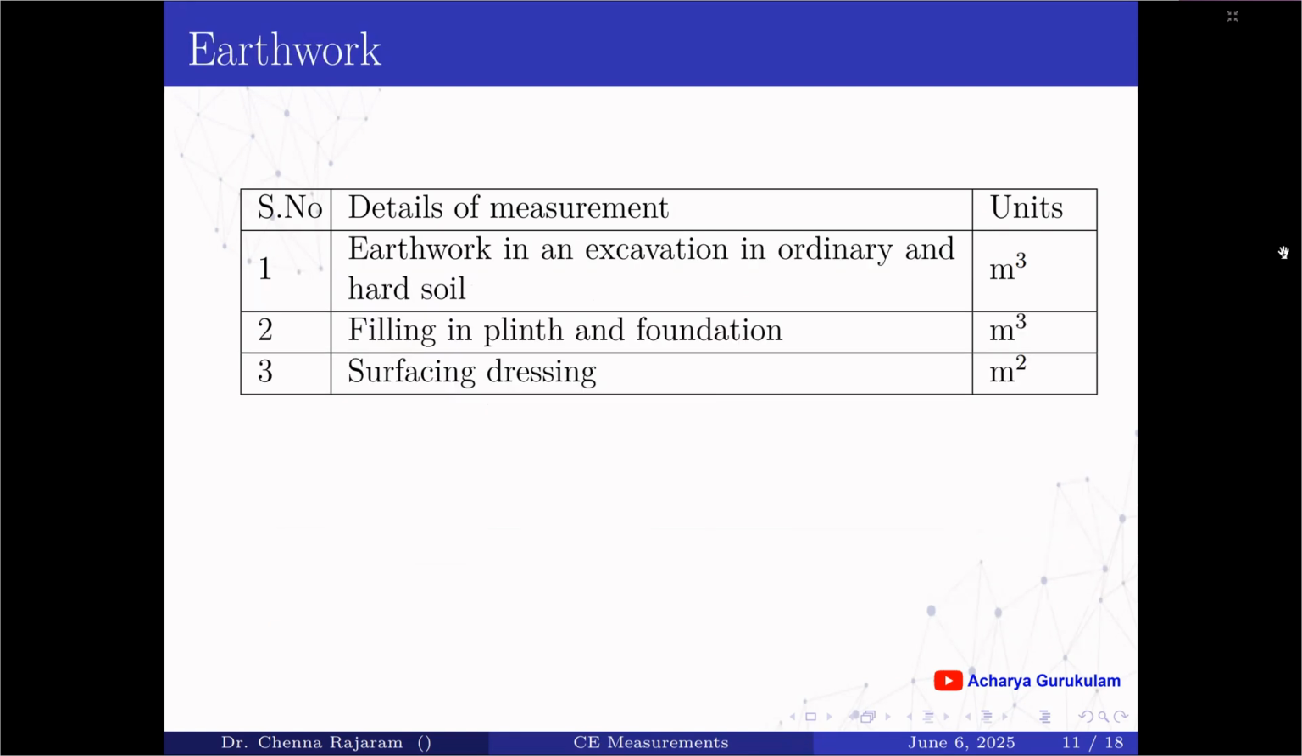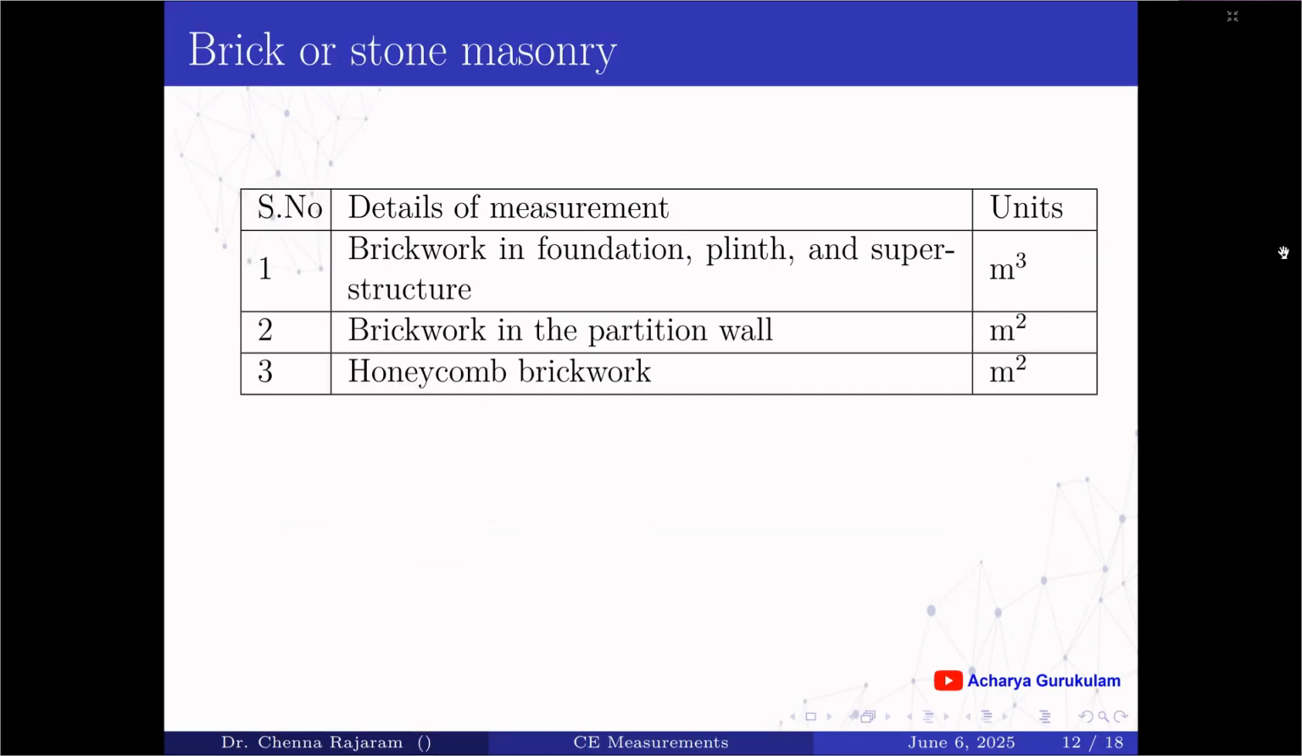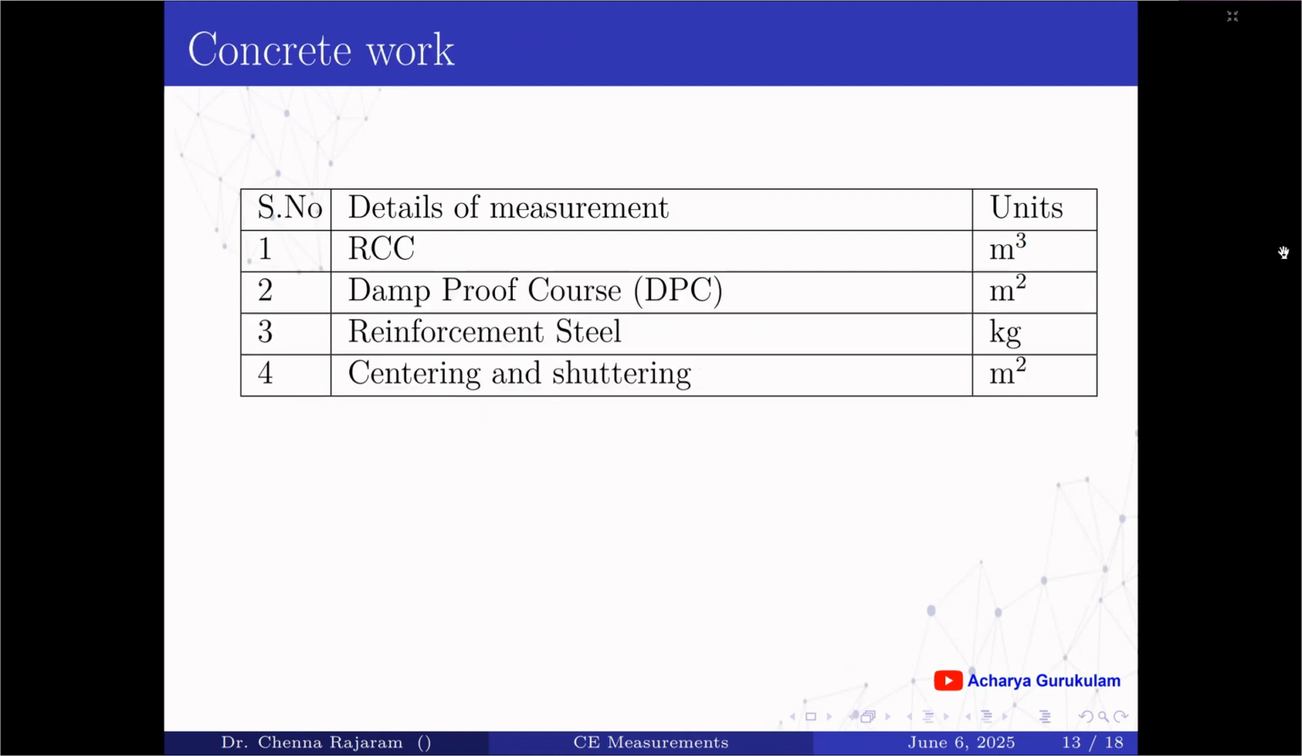For earthwork, excavation in ordinary and hard soils is measured in terms of cubic meters. Filling in plinth and foundation is in cubic meters. Surface dressing is in square meters. For brick and stone masonry, brickwork in foundation, plinth, and superstructure is measured in cubic meters. Brickwork in partition wall is in square meters. Honeycomb brickwork is in square meters.